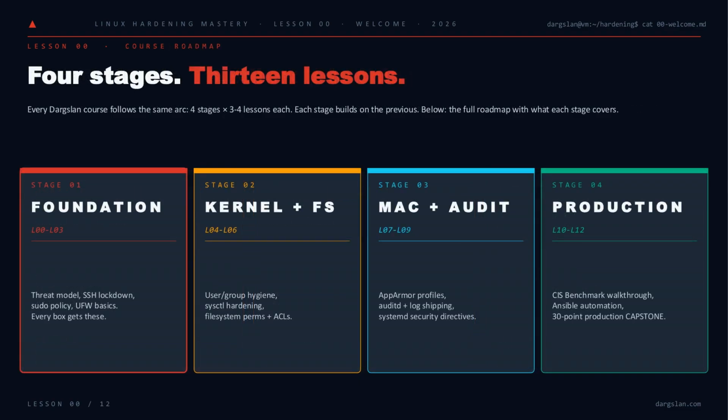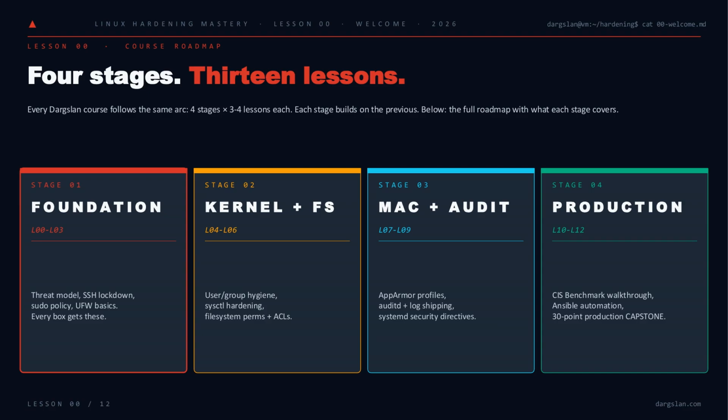With the standards in mind, here's how the course is built. 4 stages, 13 lessons, each stage building on the last. Foundation locks down what every box needs: threat model, SSH, sudo, UFW. Stage 2 goes deeper: users, sysutils, file system permissions. Stage 3 layers on mandatory access control with AppArmor and full audit pipelines. And Stage 4 is where it all becomes production: CIS walkthrough, Ansible automation, and a 30-point capstone you can defend in a real audit.